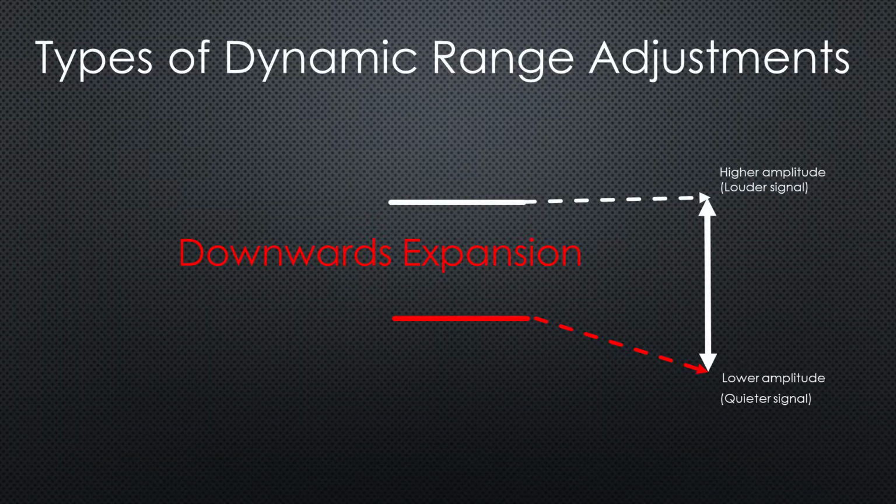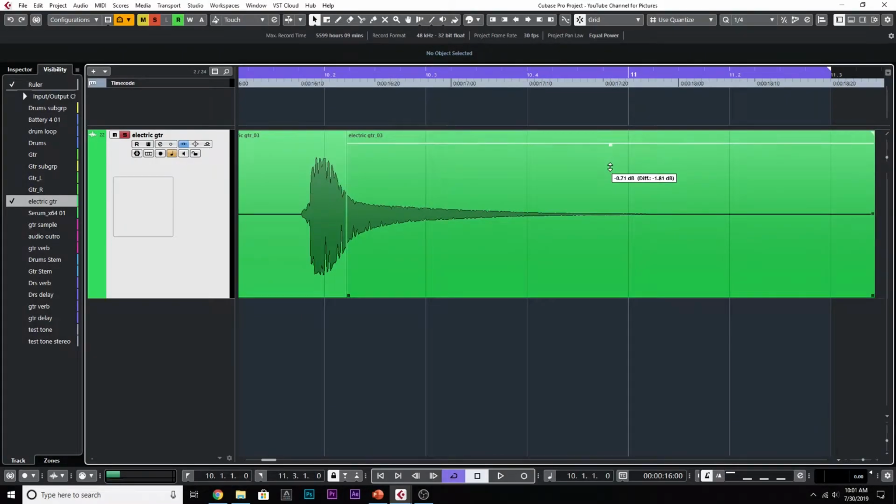If you take the quieter part of the signal and bring it down and leave the louder part of the signal the same, you're expanding the dynamic range of the waveform still, but it's called downwards expansion, typically like what gates would do.